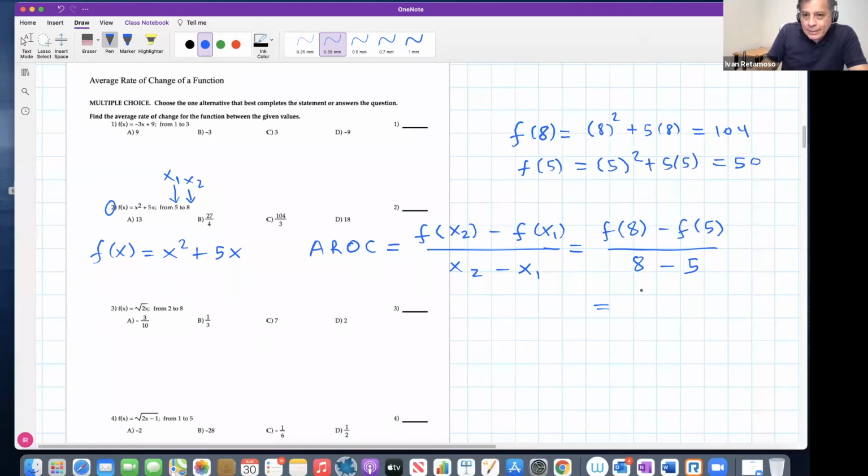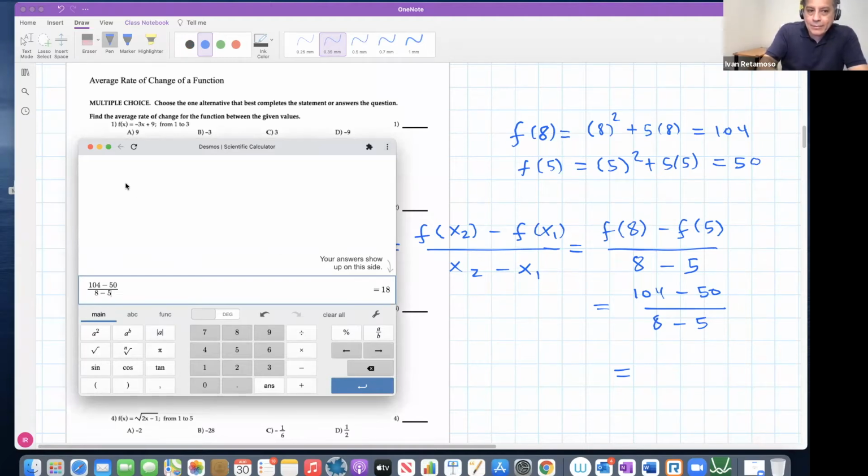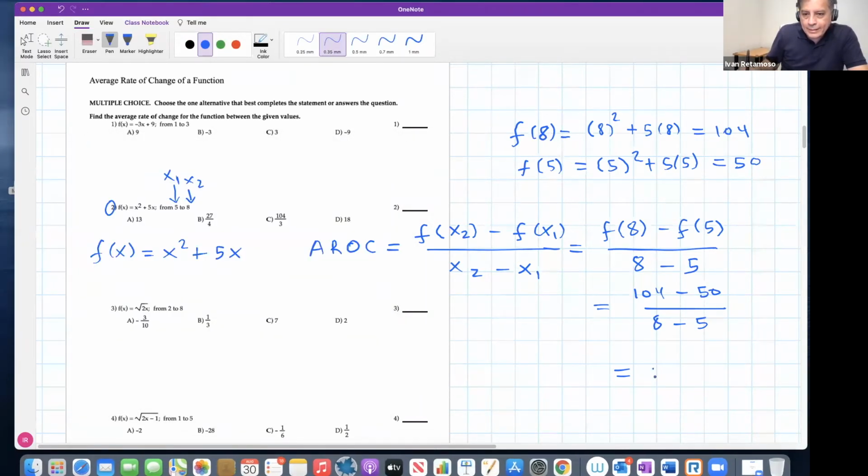So now simply subtract 104 minus 50 over 8 minus 5. 104 minus 50 divided by 8 minus 5 is equal to what? Take the calculator, you can use this fraction form. 104 minus 50 over 8 minus 5. 18, right? The quotient is 18. So 18 is the average rate of change. So on average, this function is growing. It's growing, right? Very good.